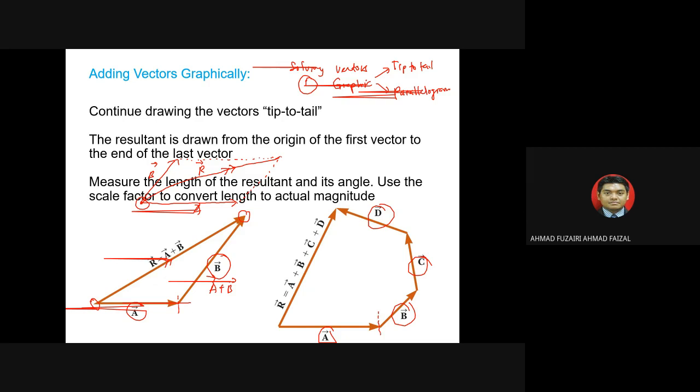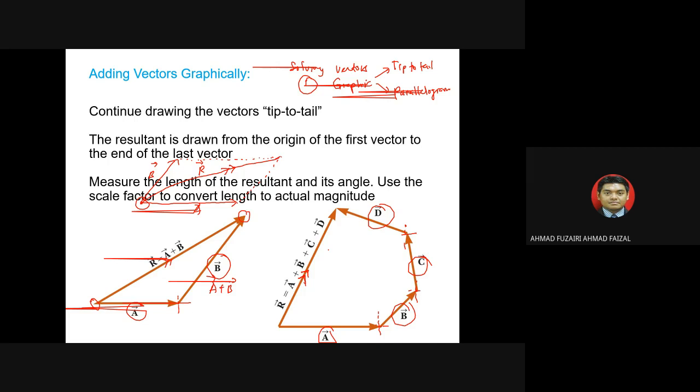So this is the tip to tail method. Vector A. Now here we draw a vector B, and at the end of vector B, we draw vector C, and at the end of vector C, we draw vector D. And finally, we get the resultant A plus B plus C plus D here. Normally for the resultant, we put a different arrow, two parallel arrows like this, just to show that it is the resultant. Okay, so that is how you learn physics.